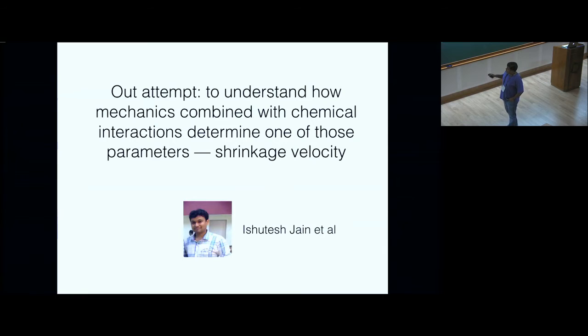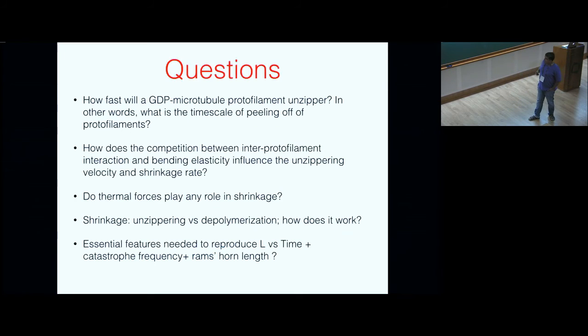So our attempt is to understand how mechanics combined with chemical kinetics and chemical interactions determine one of these 4 parameters, which is the shrinkage velocity parameter. That is the one we would focus on today. This work was done by Ishutesh Jain, who is now a postdoc with Fong Chang and Curie. So the question we asked is, how fast will a GDP microtubule protofilament unzipper? This is the first question we asked.